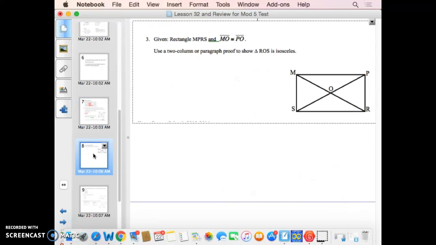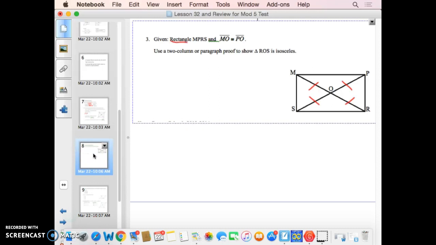All right. So now we're given this rectangle MRPS, and we want to know if MO is congruent to PO. We want to use a two-column or paragraph proof to show that triangle ROS is isosceles. So we know MO is equal to PO, and it's a rectangle, right? So if we know MO is equal to PO, well then we know that SO is equal to them as well, because it's a rectangle, and it told me that.